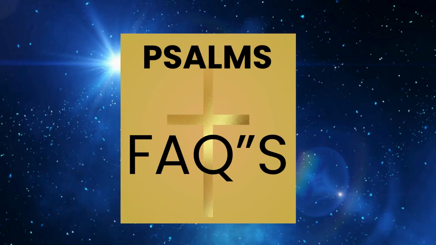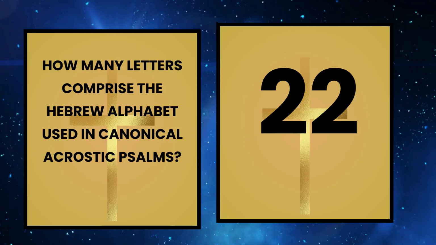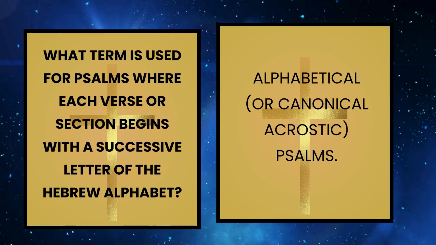Welcome to this video on the Psalms, focusing on frequently asked questions about their structure and composition. How many letters comprise the Hebrew alphabet used in canonical acrostic psalms? The answer is 22. What term is used for psalms where each verse or section begins with a successive letter of the Hebrew alphabet? They are called alphabetical or canonical acrostic psalms.